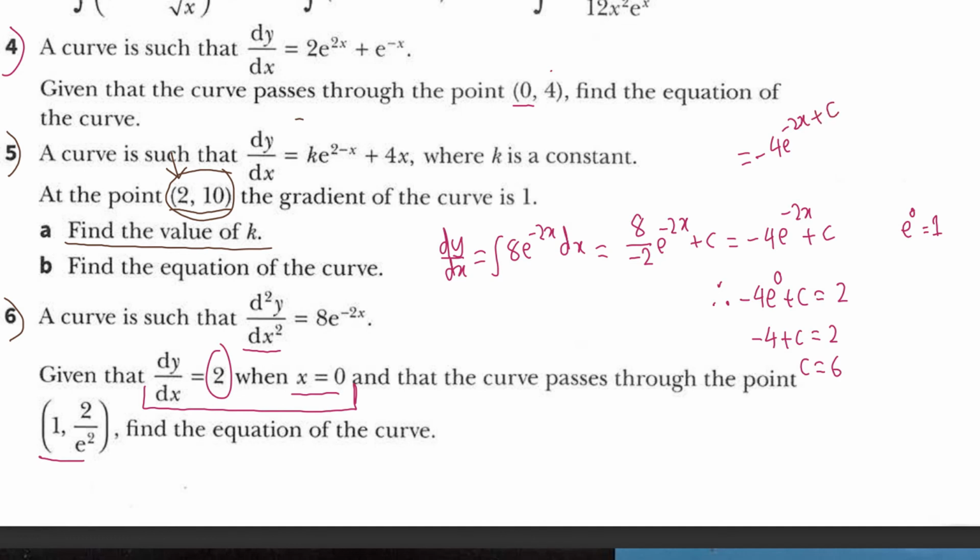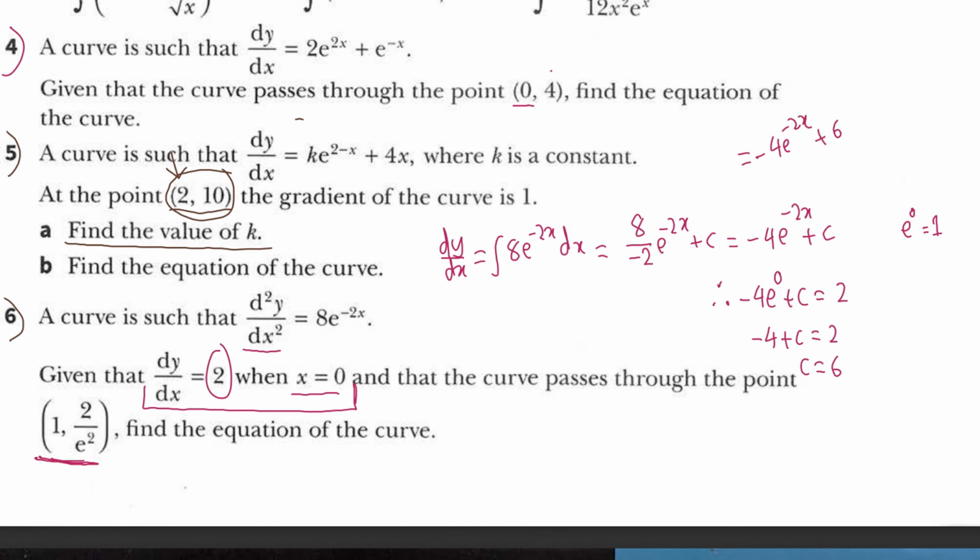Now the second part we are going to start. It is written here that it passes through the point (1, 2e square). Find the equation of the curve. How to do that? You have to integrate the expression again. The expression is minus 4e to the power minus 2x plus c, and the c value is plus 6.